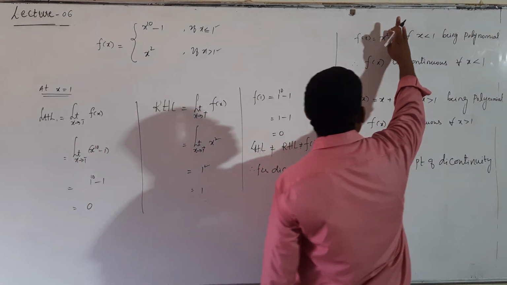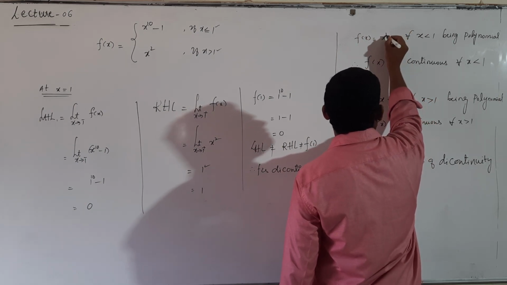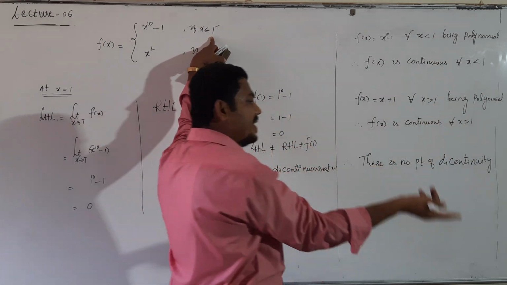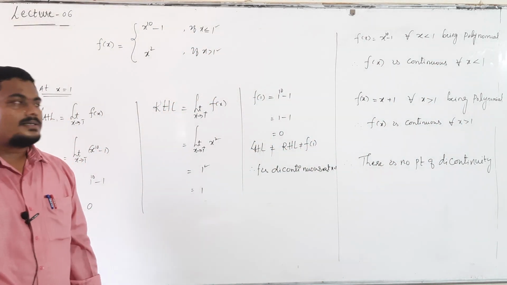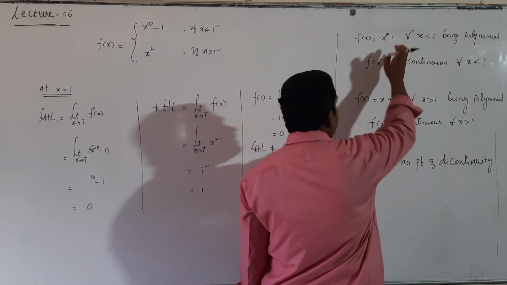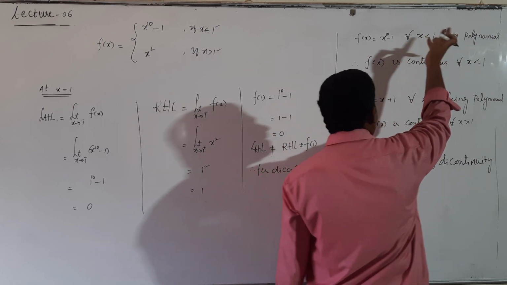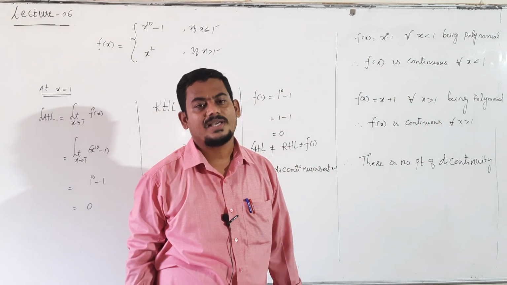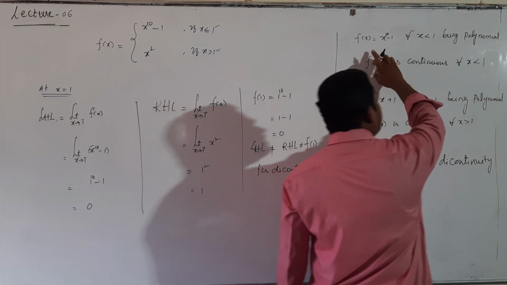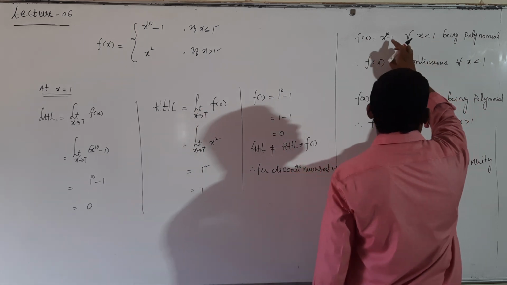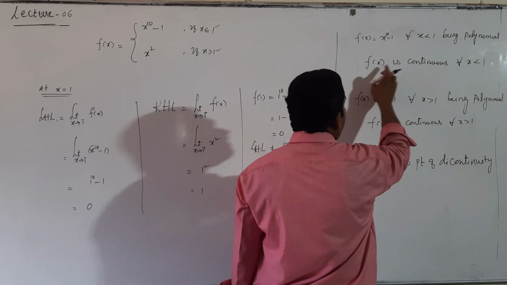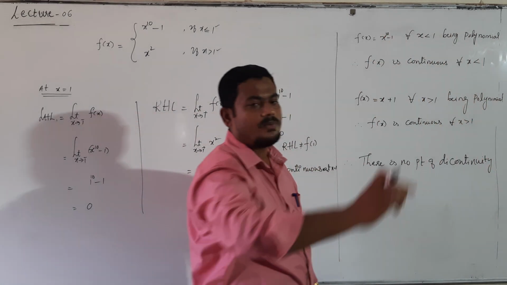f of x equal to x power 10 minus 1 when x is less than 1. Already we verified at 1. Just verify less than 1 and more than 1. x power 10 minus 1 when x is less than 1. Clearly it is a polynomial, because it is a polynomial of degree 10. Again the same sentence: f of x equal to x power 10 minus 1 for all x less than 1, being a polynomial, is continuous for all x less than 1.